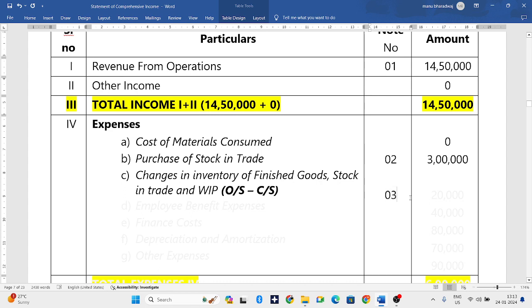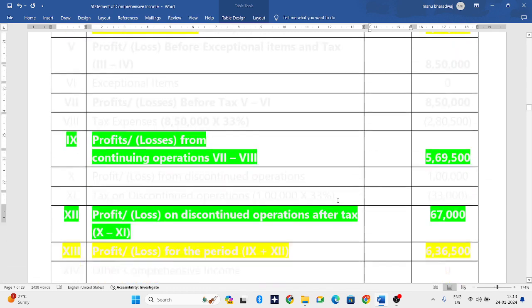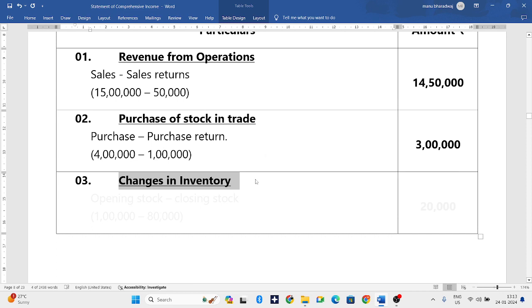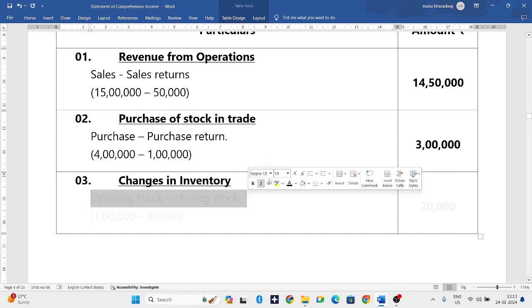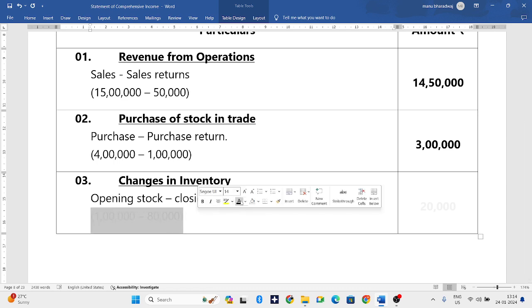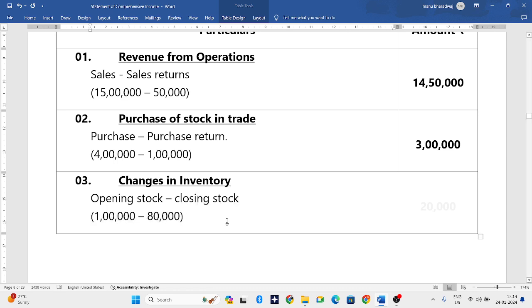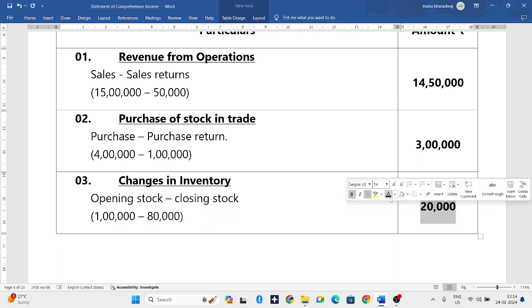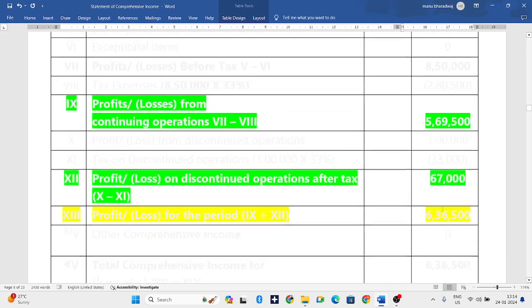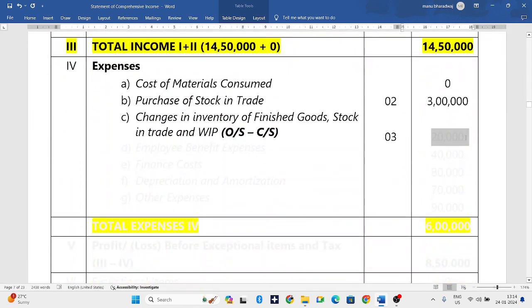So even the working note carries marks in your examination. So working note number 3. Now we are preparing working note number 3. It is for changes in inventory. So we have to do opening stock minus closing stock. Opening stock is 1 lakh rupees, closing stock is 80,000. 1 lakh minus 80,000 gives us the answer of 20,000 rupees. We take these 20,000 and write them in our SOPL statement.